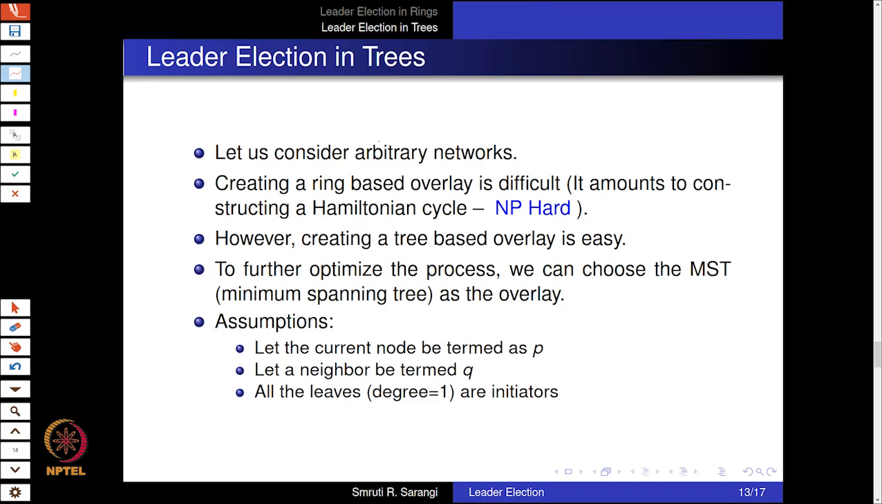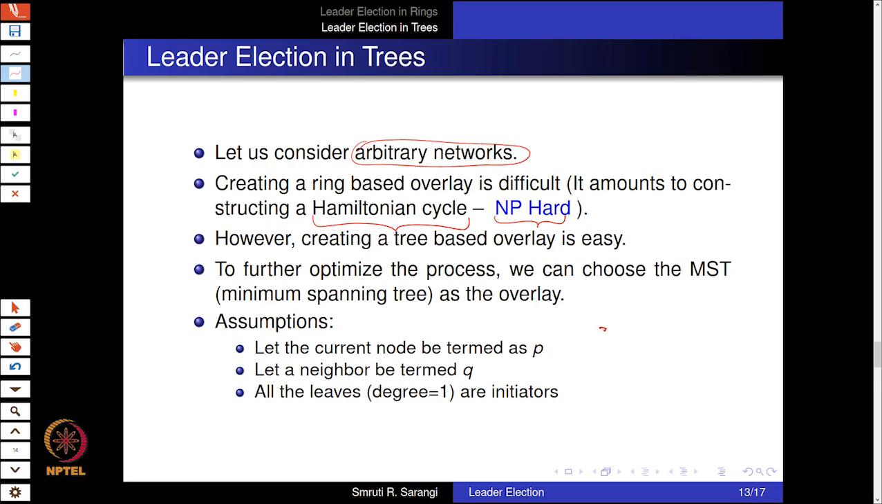So now let us consider arbitrary networks. Creating a ring based overlay is in general difficult. The reason is that if there's a large network with a large topology, how do we lay a ring through them? This amounts to constructing what is called a Hamiltonian cycle, which is NP hard. So this is quite difficult to create.